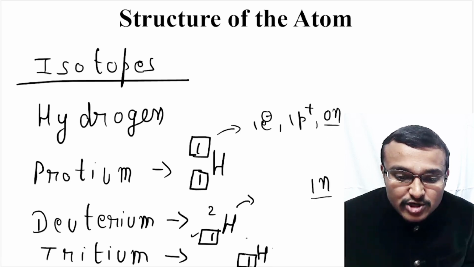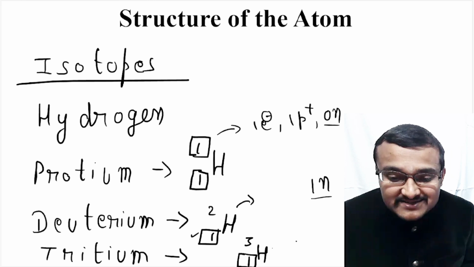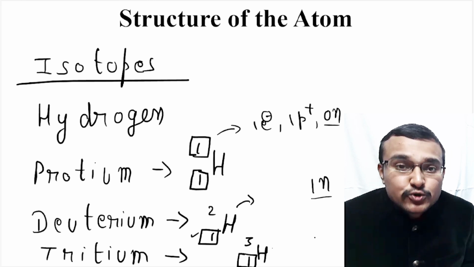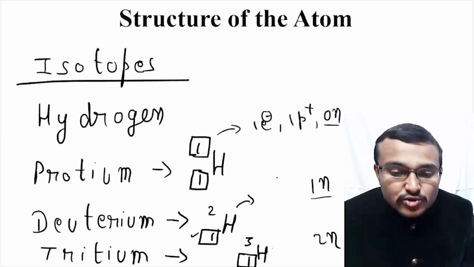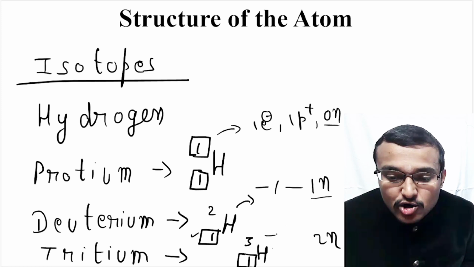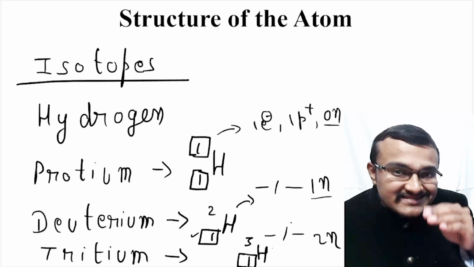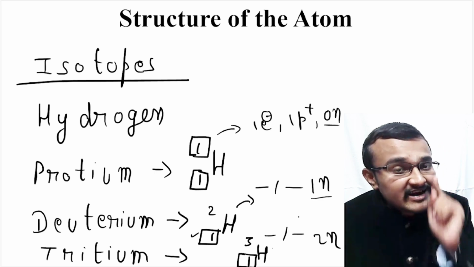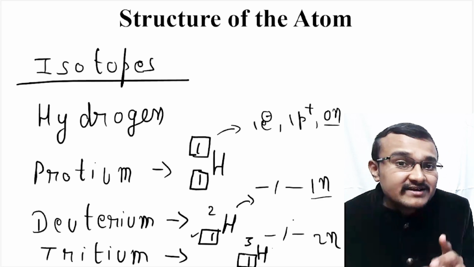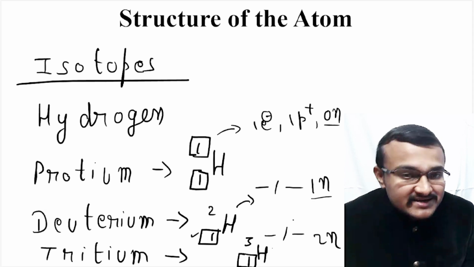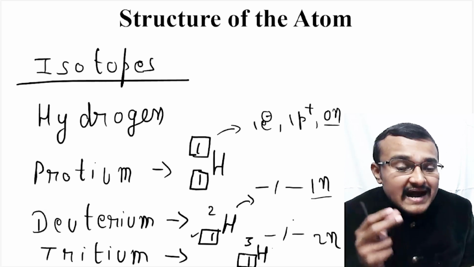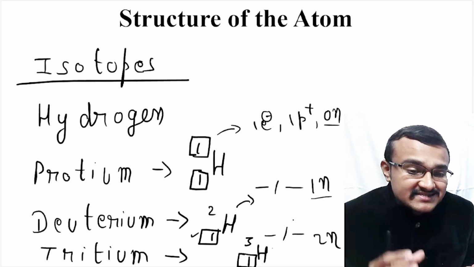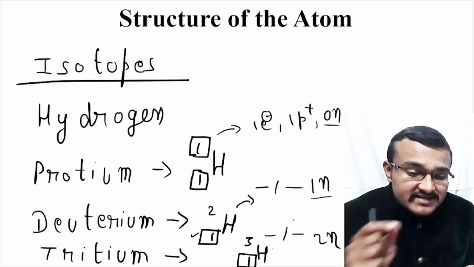In tritium, the atomic mass number is 3, so 3 minus 1 is 2. So 2 neutrons are there in this hydrogen. But the number of electrons and protons are the same for all 3. That is, all these 3 isotopes have 1 electron and 1 proton in them, but the number of neutrons goes on increasing. So what is the point in discussing this? Because hydrogen in nature exists as protium, deuterium and tritium.